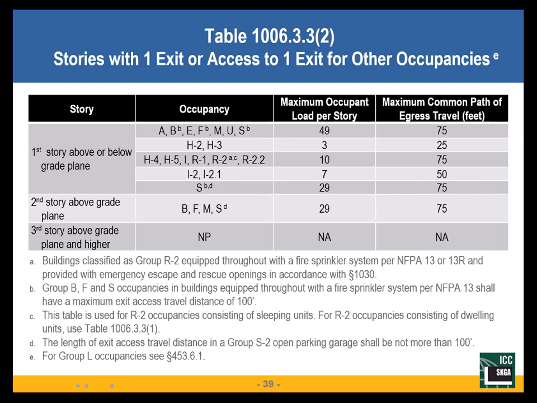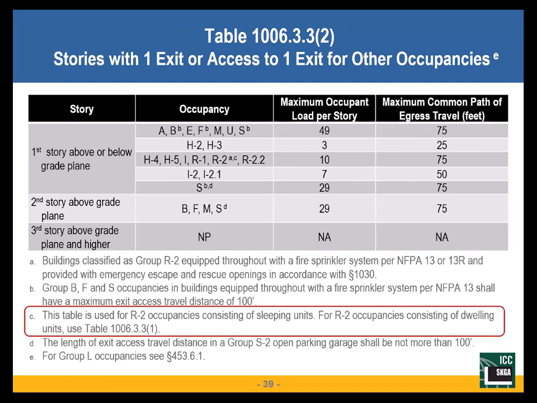So these are not big buildings. But this is based on the story, the occupancy classification, the number of occupants per story, and my travel distance. So we're adding additional requirements in there. And there is a completely separate table that deals with group R2 occupancies. This handles everything else, R2 occupancies.